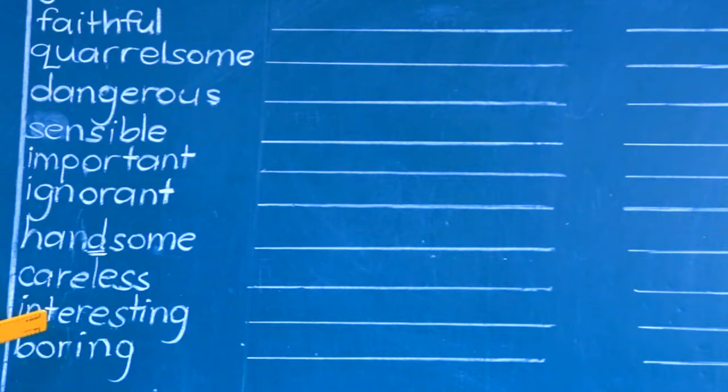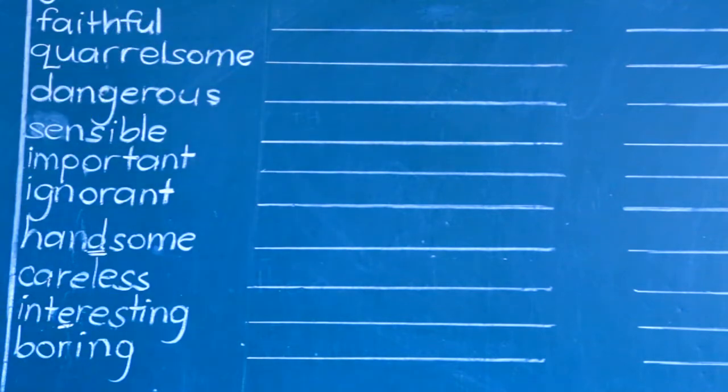Careless, interesting. Mind the spelling, interesting. Letter E, which is silent, must be written. We read it without that letter, but we include it as we write it. So in reading, interesting. In writing, interesting. Boring is our last adjective.